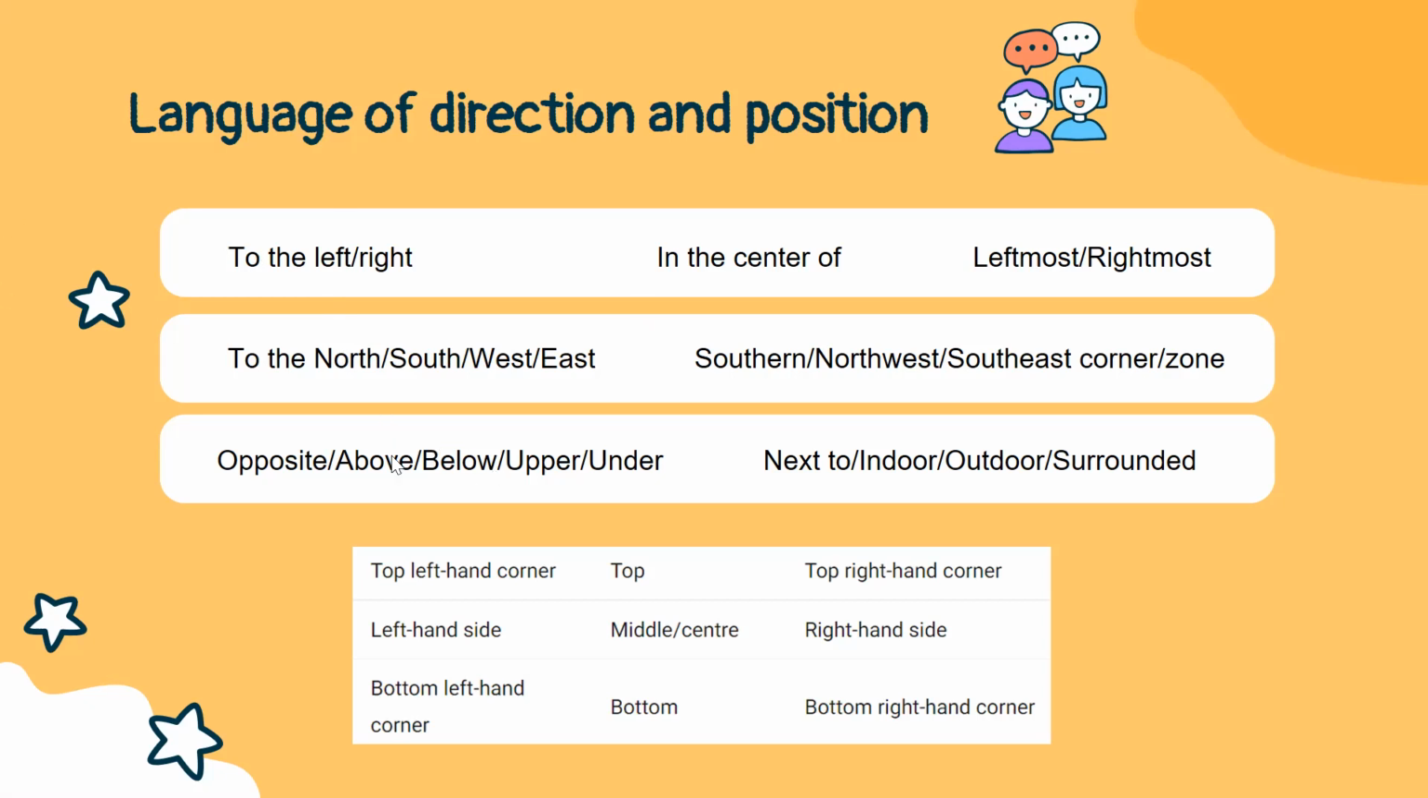Another thing you could do is to describe the relative direction, which means describing where one thing is as compared to another thing. You could use opposite, above, below, upper, or under. Or for buildings, you would usually use next to, indoor, outdoor, and surrounded. Here are some words to describe the corner, but I don't think it will be too important. So just check it out on the slide, or maybe tonight.